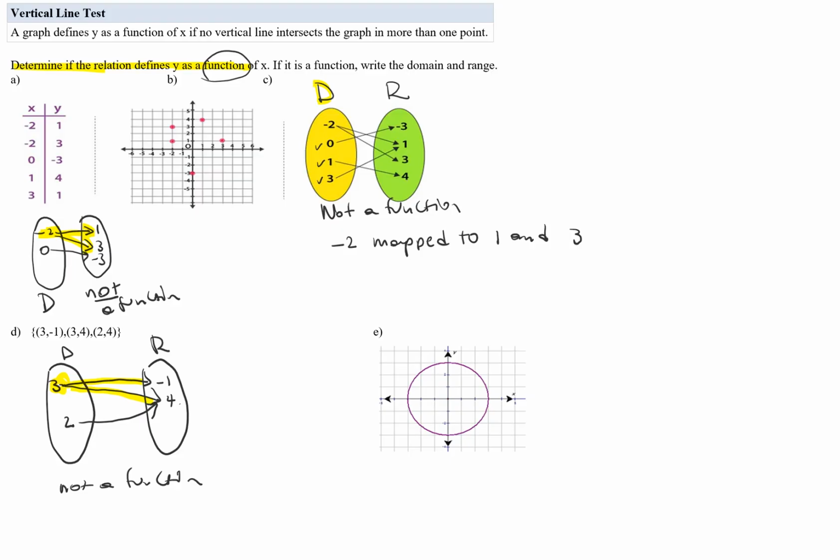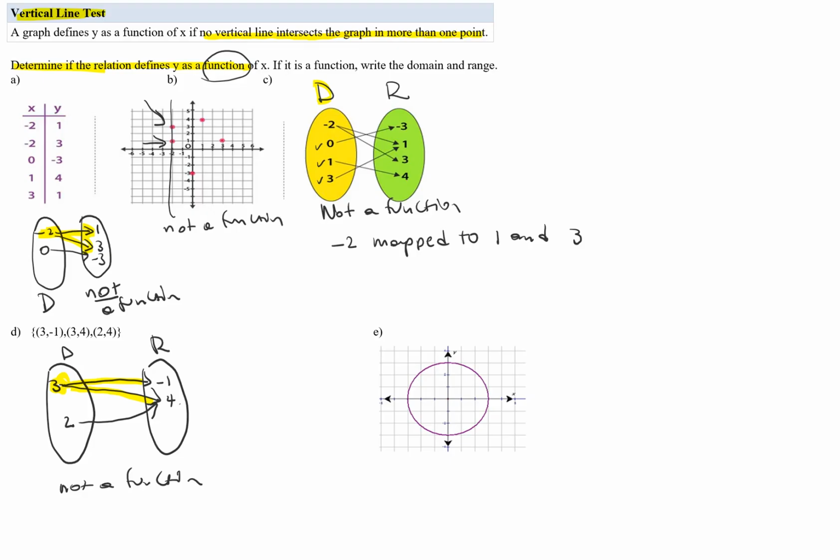Now, for the other two problems, we can look at it in a different way. We can use the vertical line test, which says that no vertical line intersects the graph in more than one point, which is again the same idea of mapping. If you look at the picture on letter B, there is a vertical line right there that crosses this point and this point twice. So anytime you can find a vertical line that crosses more than once, that relation is not a function.